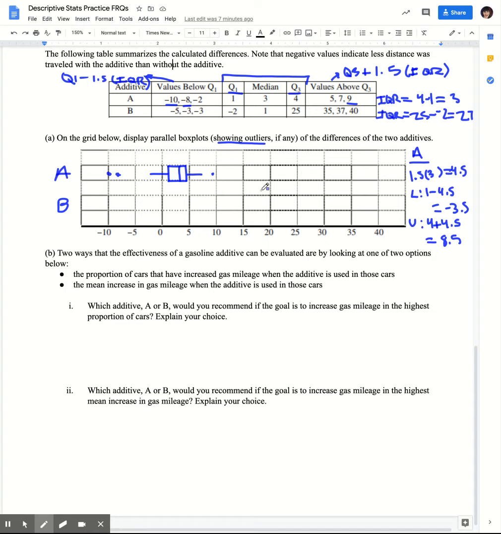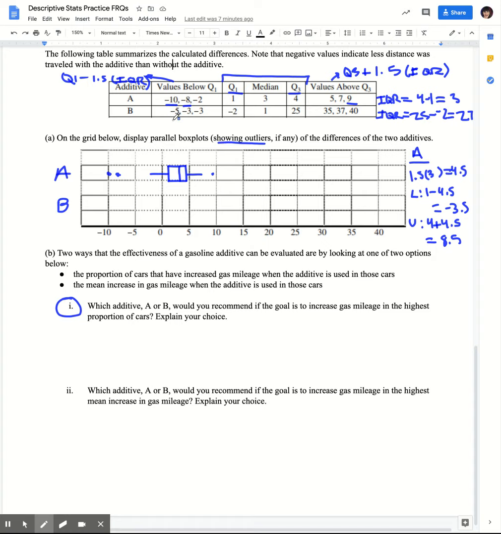Right? For additive B, I'm going to work the stuff out down here. So this is not the answer, obviously, to part B. I'm running out of space to work. I zoomed in a little too much so you guys would actually be able to see what I was doing. Okay, so let's look at additive B.